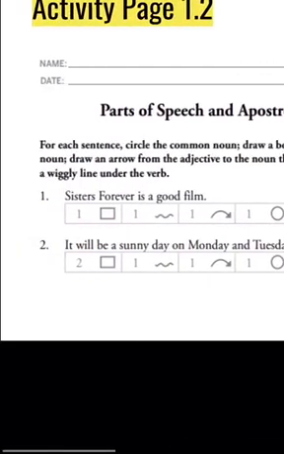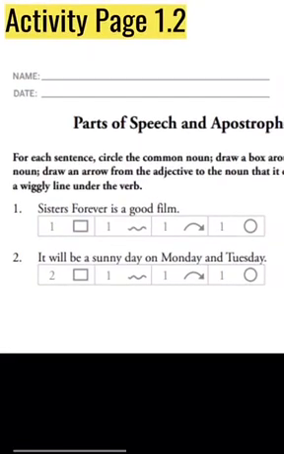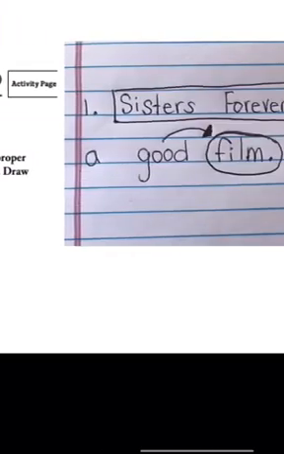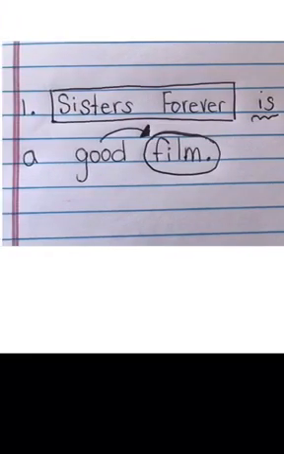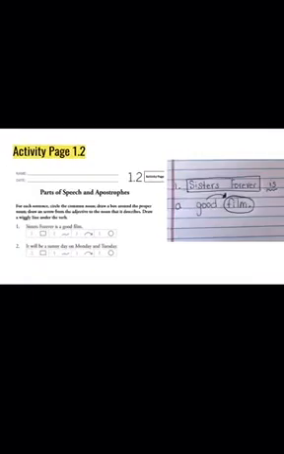Okay, next, let's find our common noun. Where are we going to draw our circle? If you said film, you're correct. Film is the common noun. Okay, now where's the word that's describing the film? If you said good, you are correct. So you're going to draw your arrow from good over to film. Okay, you're going to complete this page. You can pause this video or do it at the end.